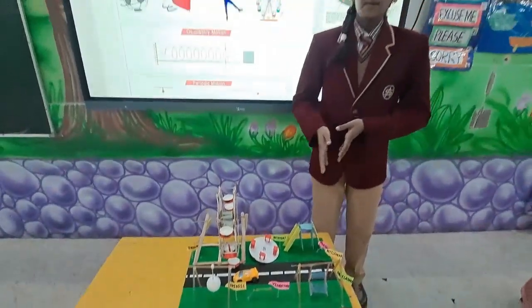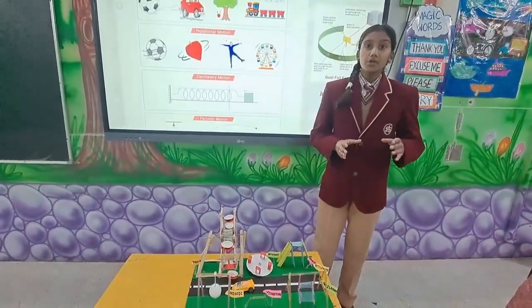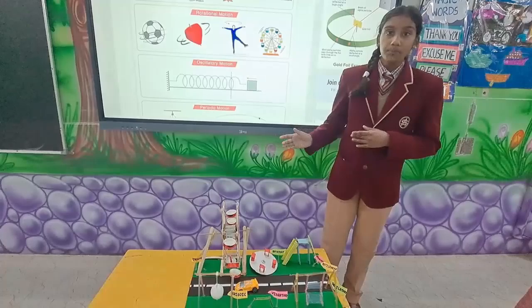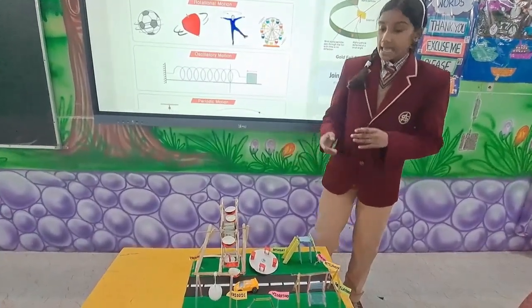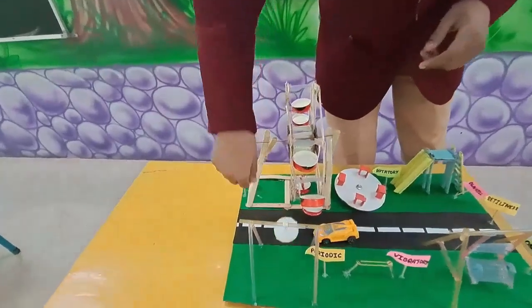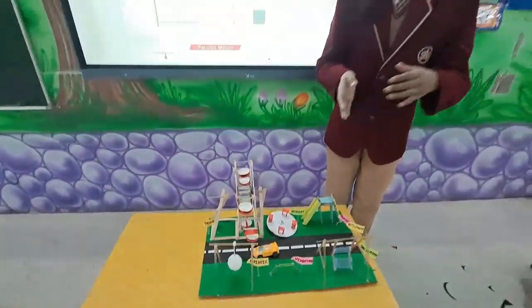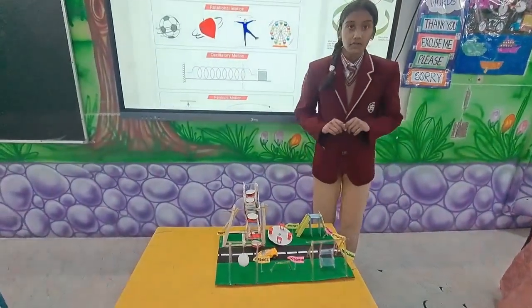Then we will have periodic motion. Periodic motion is a motion of an object following a regular interval of time. Here we have a ball moving up and down and to and fro and following a regular interval of time.